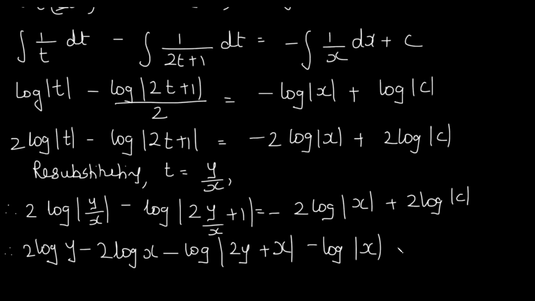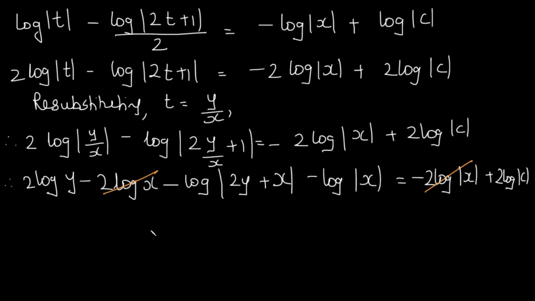On the RHS, minus 2 log x plus 2 log c. So we have got the same thing on the RHS. Now what we observe is that these terms, that is minus 2 log x, on the LHS as well as the RHS are there. So we can just cancel it out. So now it will become a little simpler for us to do.